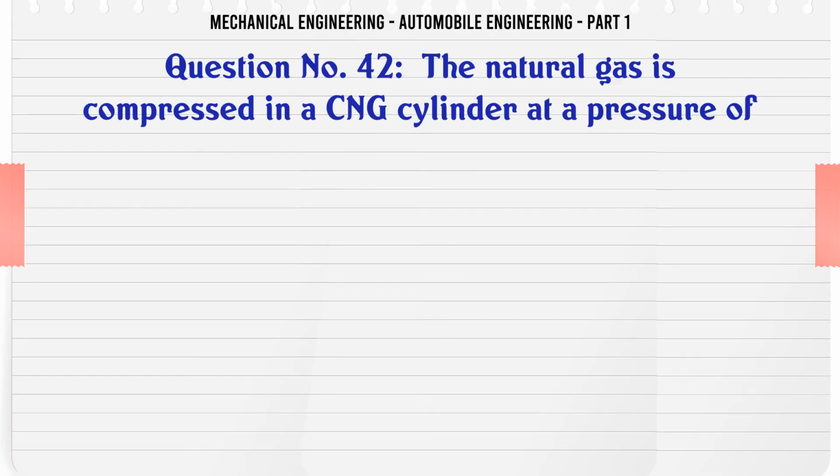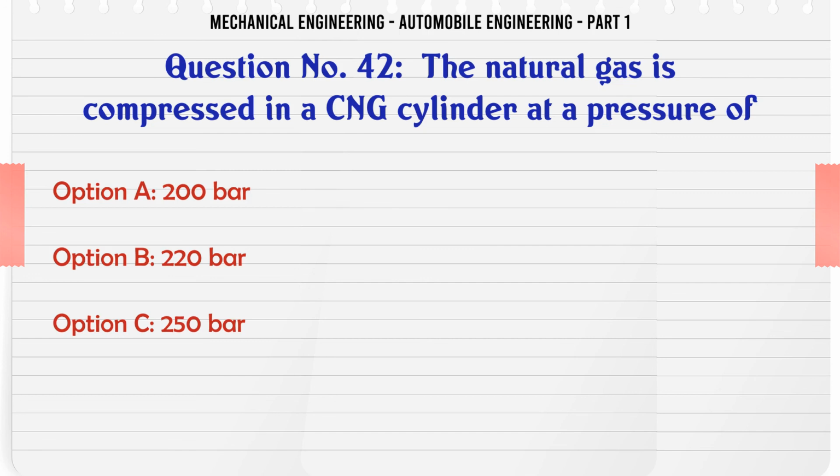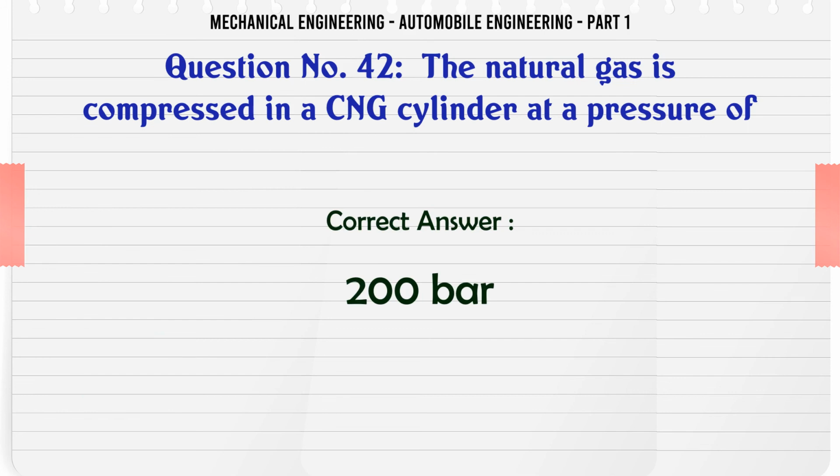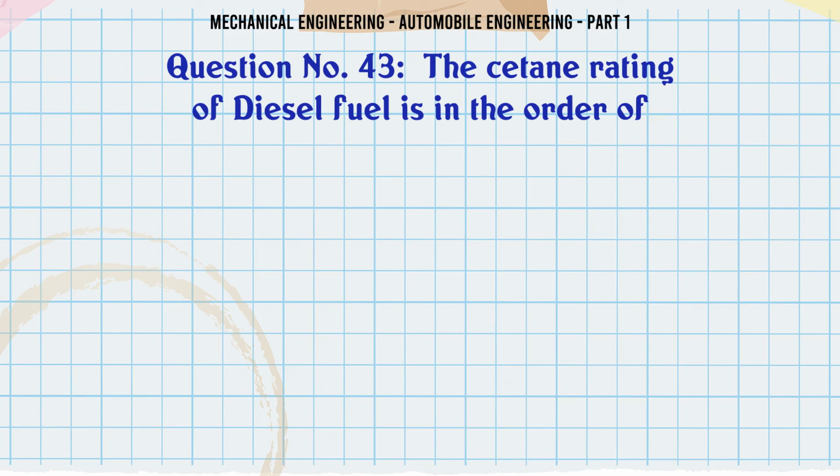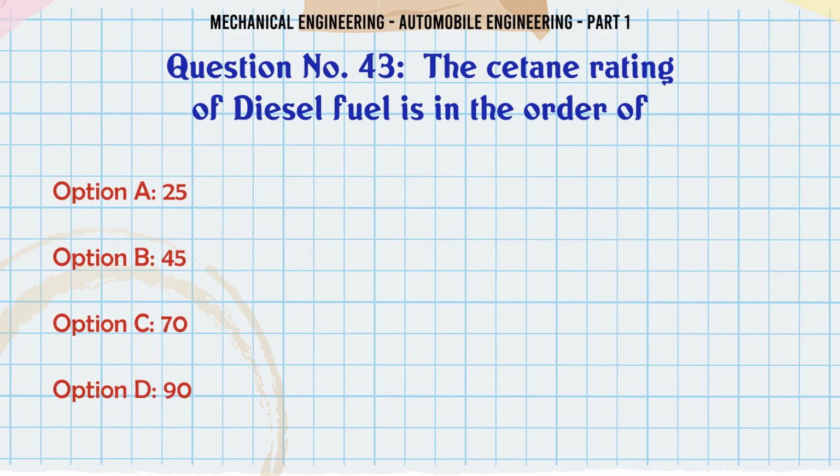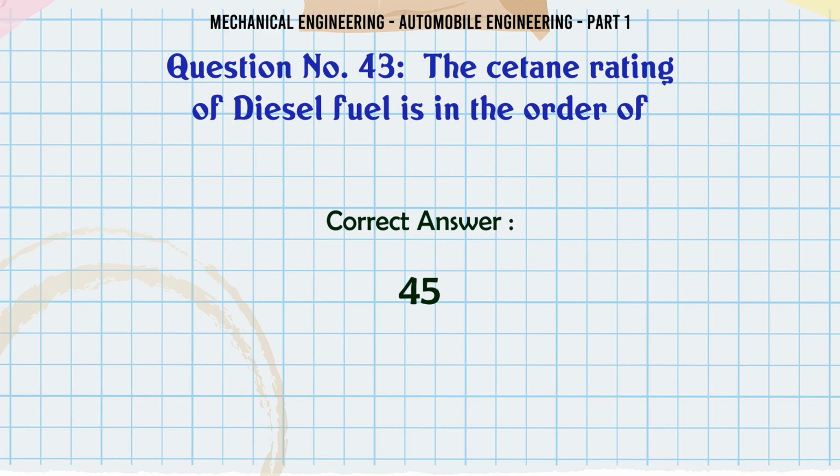The natural gas is compressed in a CNG cylinder at a pressure of: A. 200 bar, B. 220 bar, C. 250 bar, D. 300 bar. The correct answer is 200 bar. The cetane rating of diesel fuel is in the order of: A. 25, B. 45, C. 70, D. 90. The correct answer is 45.